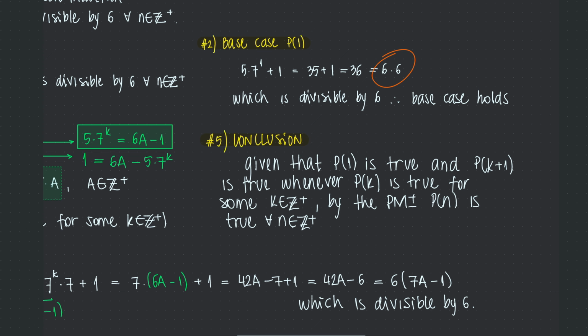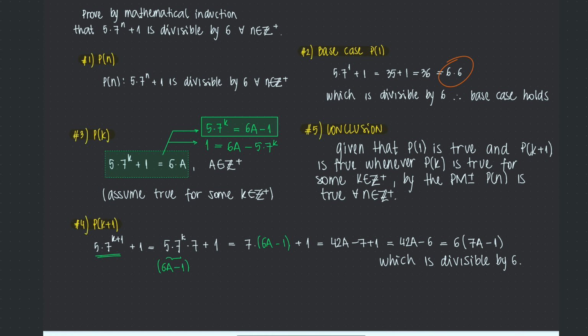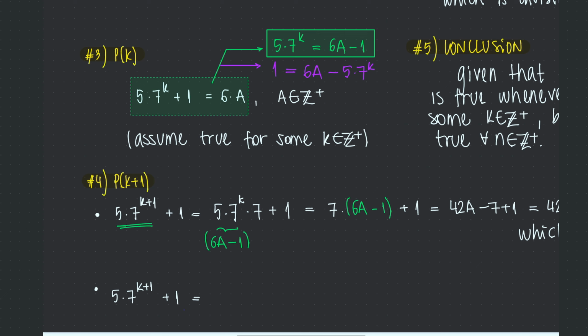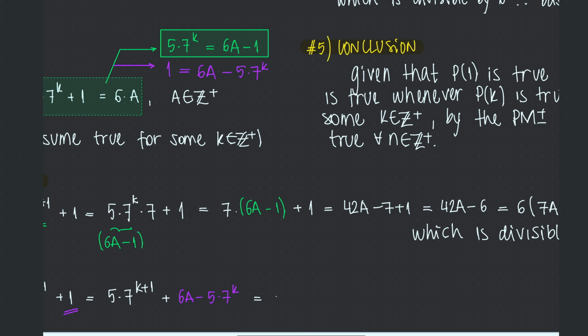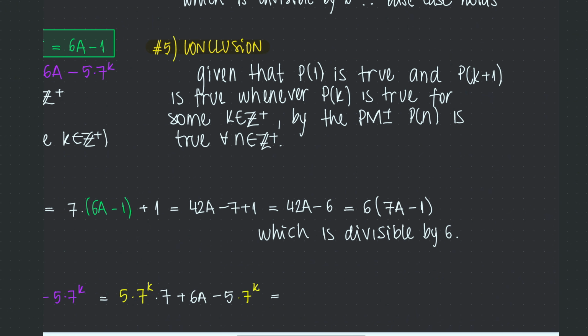Now, thinking about it, let me do this exercise also using this substitution, just to show that it also works. So instead of doing this, we are going to replace 1 by 6a minus 5 times 7 to the k. Now notice that we still have 5 times 7 to the k times 7 plus 6a minus 5 times 7 to the k. And 5 times 7 to the k is a common factor for these two terms.